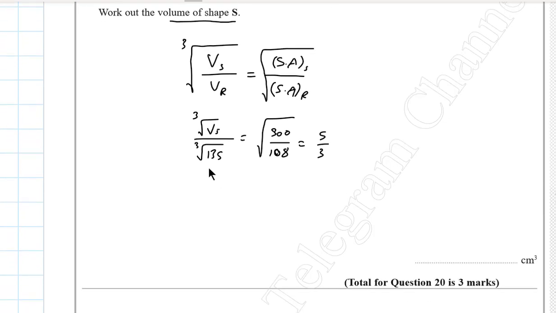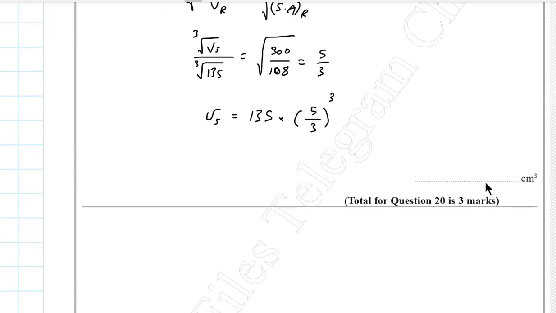Now I want to get the volume of S, so I will move the cubic root of 135 to the right hand side by multiplying, and raise both sides to the power 3. So the volume of S now will be this quantity to the power 3. The power 3 will cancel the cubic root. So it will be 135 times the cube of 5 over 3, and the answer should be 625 centimeters cubed.